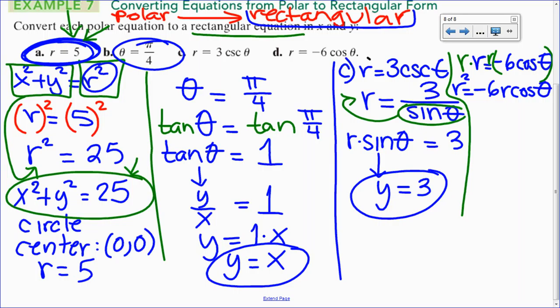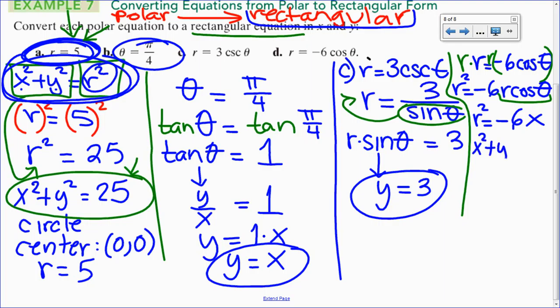Why did I multiply by r? Because I want to get this, r cosine theta, because that could be substituted with what? X or Y? With x. So r squared is equal to negative 6x. And then r squared is going to be substituted with, do you guys remember this equation right here? x squared plus y squared. So x squared plus y squared is equal to negative 6x.